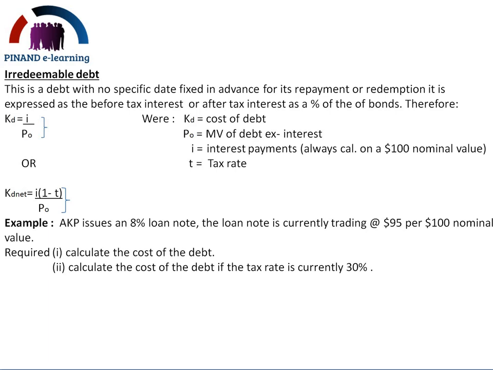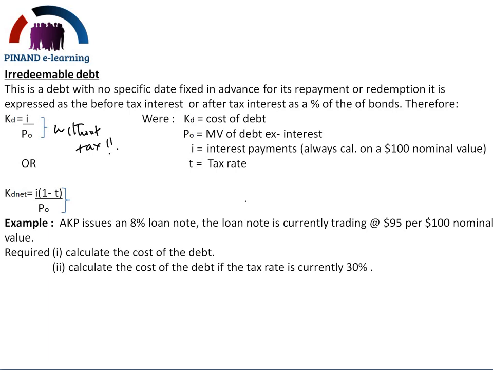Therefore, if we are trying to find cost of debt of an irredeemable debt without considering tax, it is I over PO. So let me write here, without tax, where KD is the cost of debt, PO is the market value of the debt x interest.